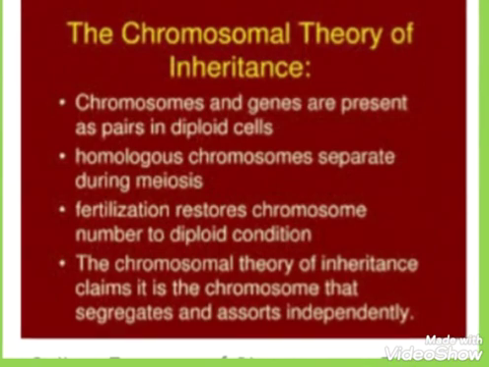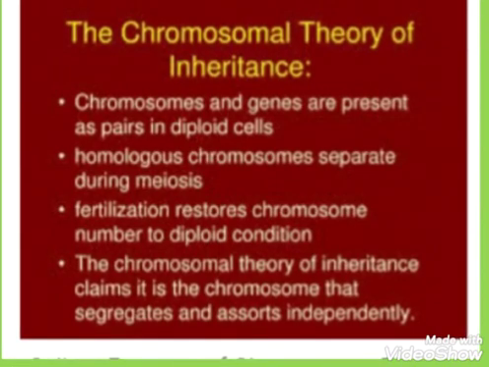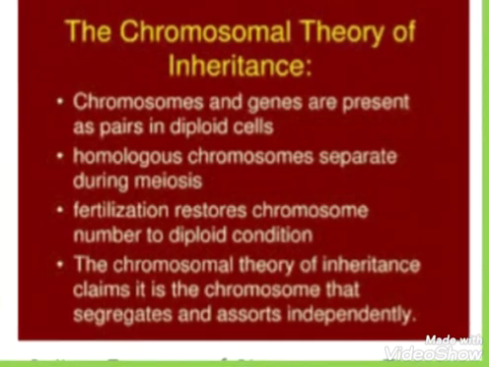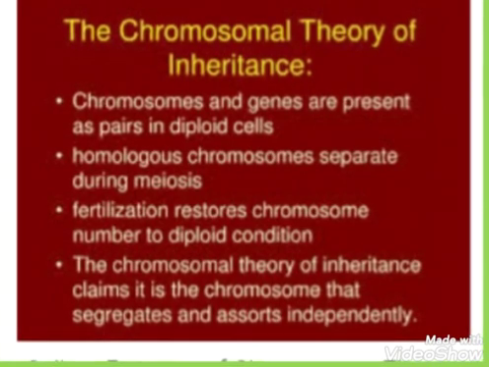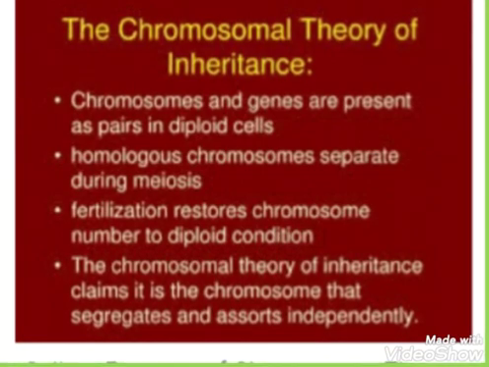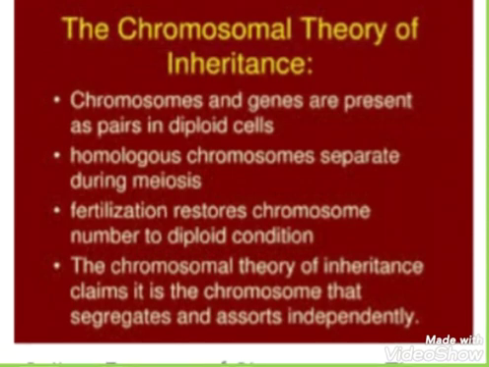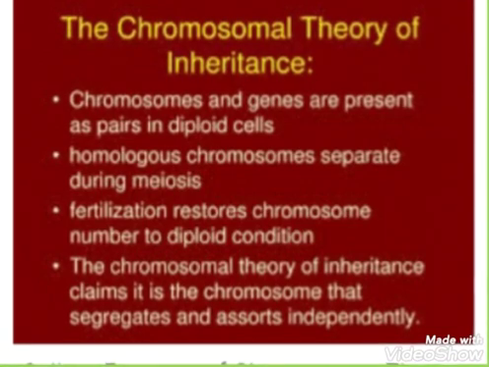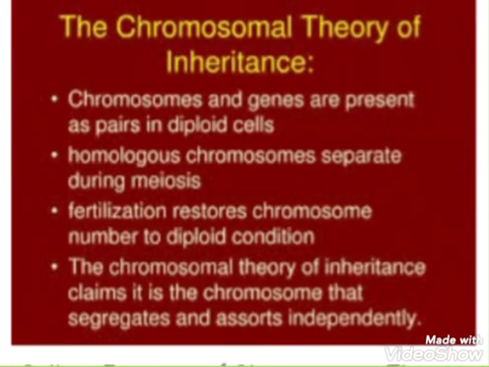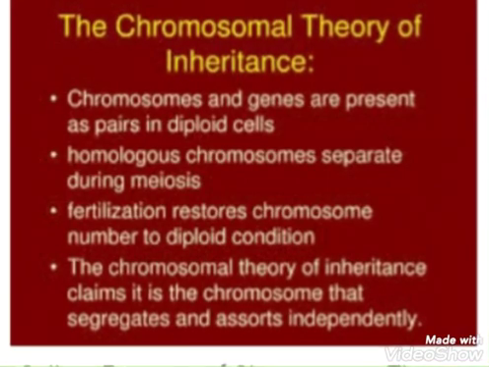So, the chromosomal theory of inheritance states that chromosomes and genes are present as pairs in diploid cells. Homologous chromosomes separate during meiosis. Fertilization restores chromosome number to the diploid condition. The chromosomal theory of inheritance claims it is the chromosome that segregates and assorts independently.